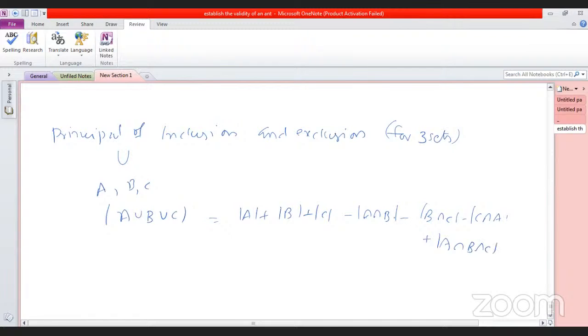If A, B, C are mutually disjoint sets, we can write A union B union C is equal to modulus of A plus modulus of B plus modulus of C. So we can write that directly.